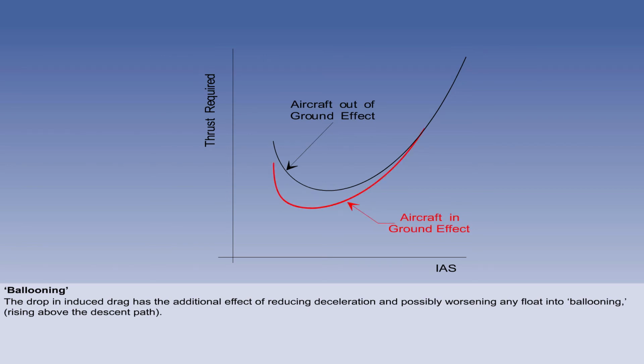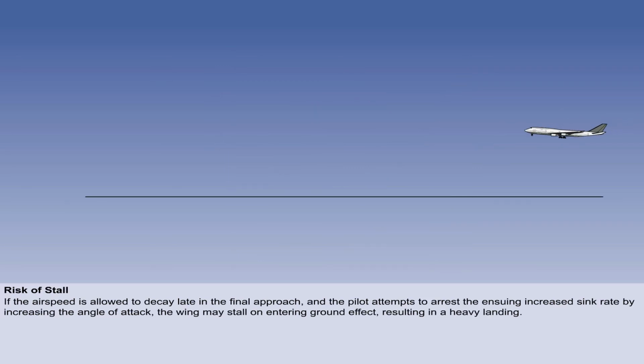Additionally, the decrease of induced drag will cause a reduction in deceleration, and any excess speed above the correct threshold speed could lead to a considerable float distance. The reduction in power required might also give the aircraft a tendency to rise above the intended descent path to the runway, known as ballooning, unless power is reduced. If the airspeed is allowed to decay late in the final approach, and the pilot attempts to arrest the ensuing increased sink rate by raising the nose, increasing the angle of attack, the wing may stall on entering ground effect, resulting in a heavy landing.